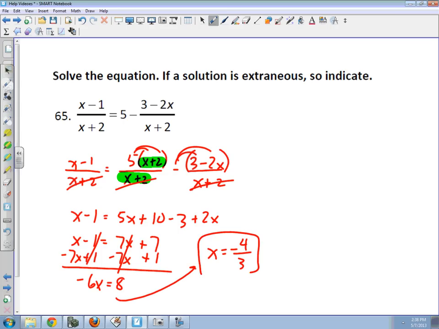All right, and checking if it's extraneous, if a solution is extraneous, so indicate. The only way this would be extraneous is if I plug it in here or here, and I get 0, in which case that value of x, whatever it is, would give you undefined. And if you see, the only value that would make it undefined is if x was negative 2, because anything else is going to be fine. So actually, we're fine. x equals negative 4/3 is the answer. So that's when you check if it's extraneous: if you plug it in the bottom and you get 0.